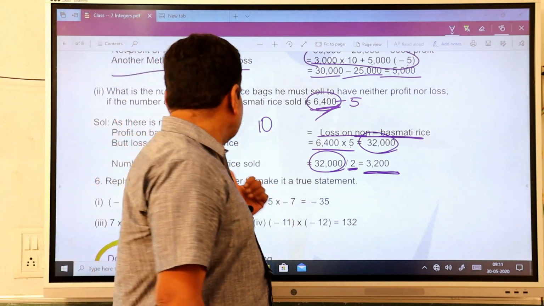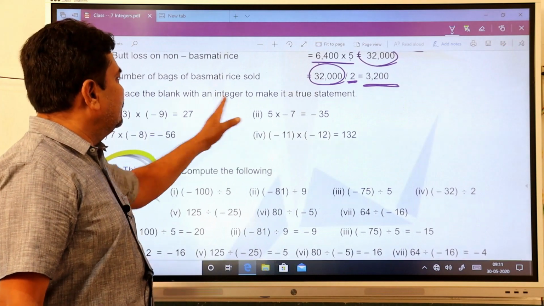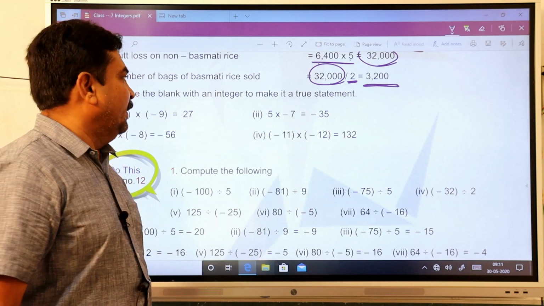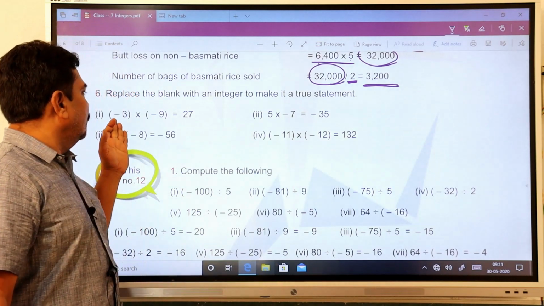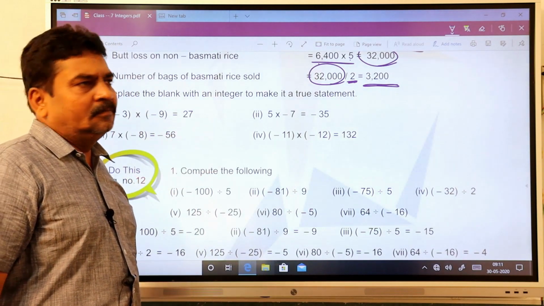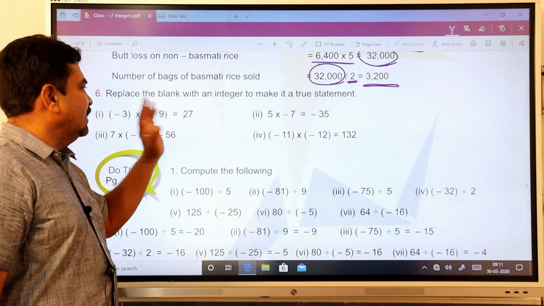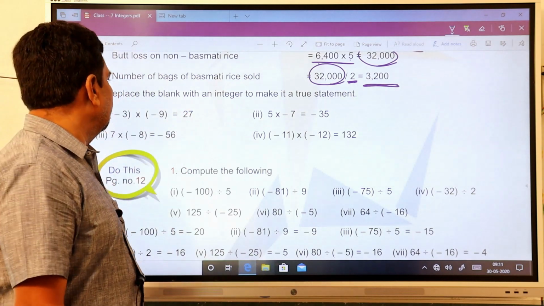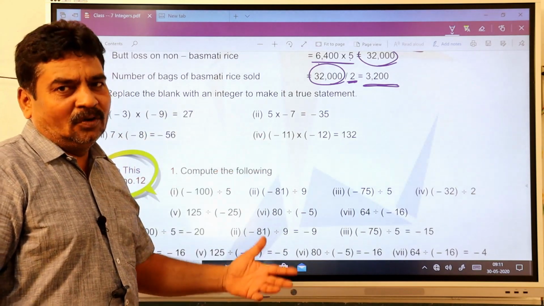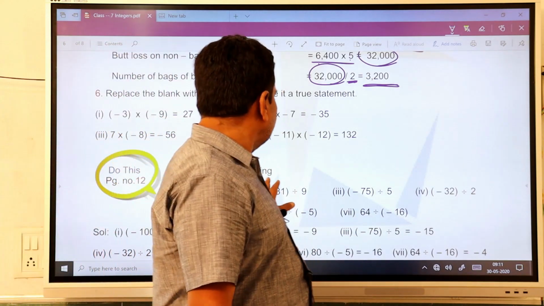Now similarly, the next question is this: replace the blank with an integer to make it a true statement. The first one you have, minus into minus is plus, 3 nines are 27. This is a correct statement. These are the blanks given in the textbook. You just go through it and you will come to know. This is a very silly one. Now let's go to the next one.